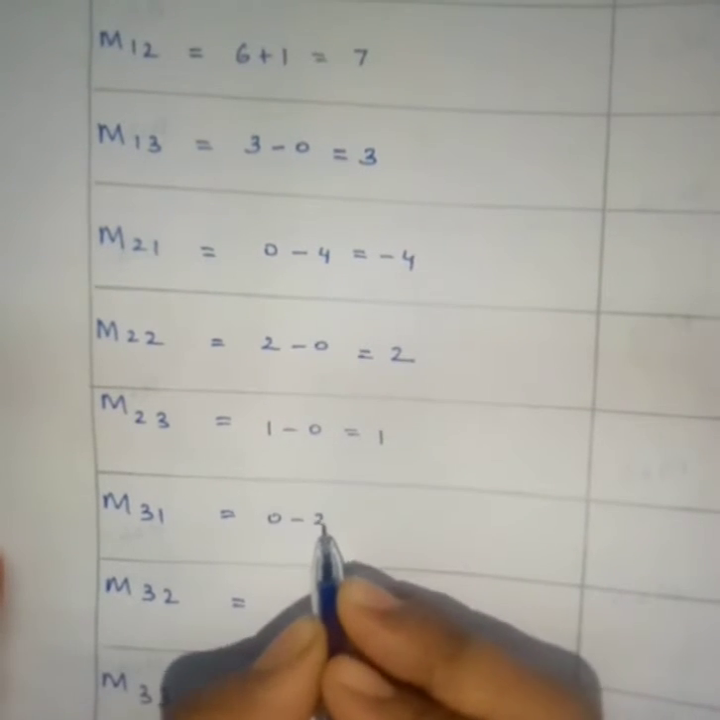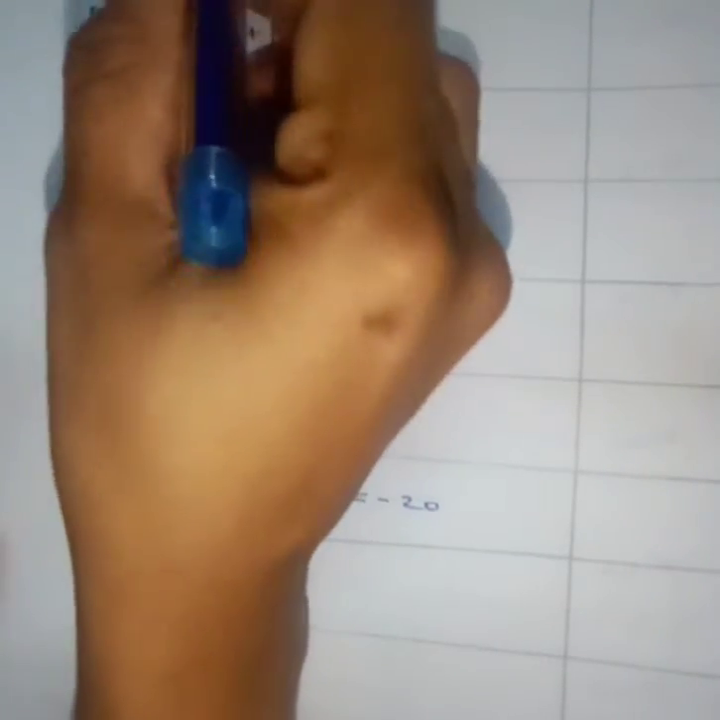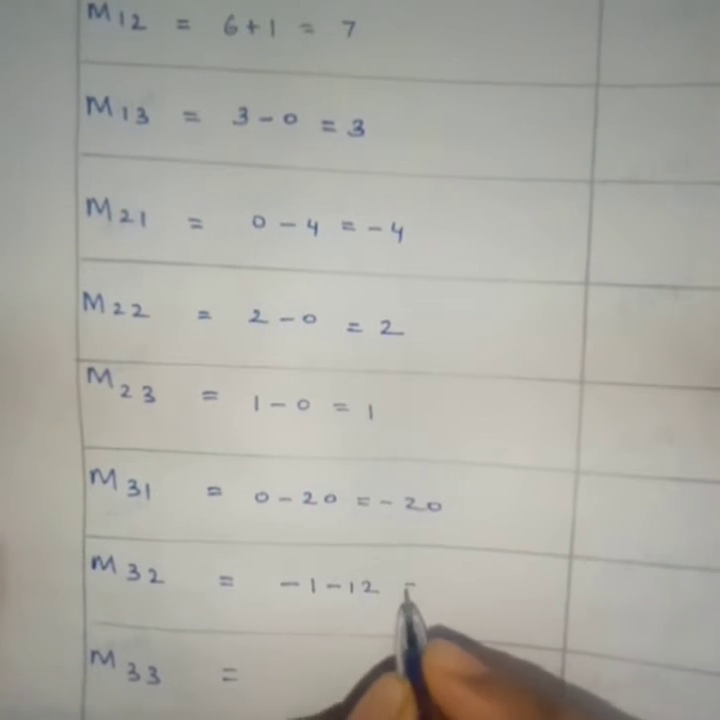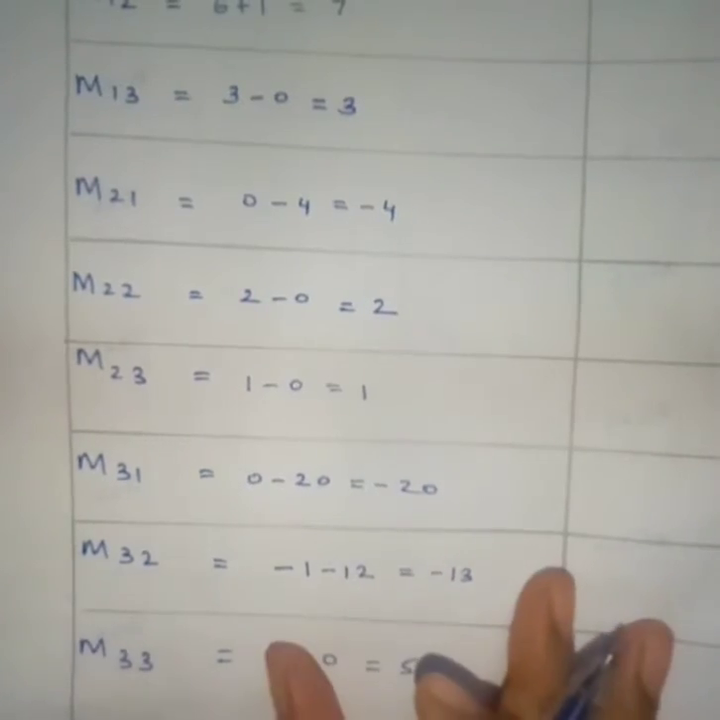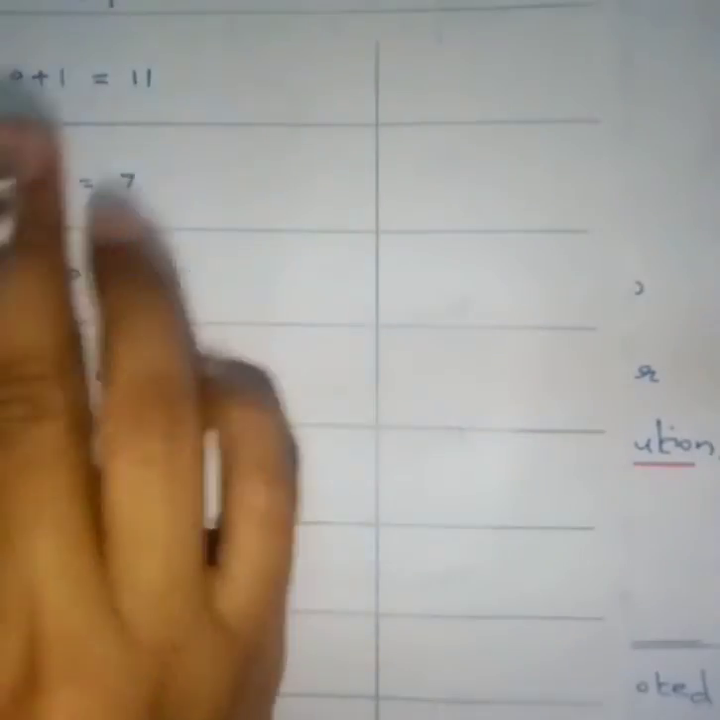1 minus 0, 1. 3, 1. Okay, so 0 minus 20, which is equal to minus 20. 3, 2 means this value, right? Minus 1, minus 12, which is equal to minus 13. 3, 3, I will cover this. So 5 minus 0, which is equal to 5, right?